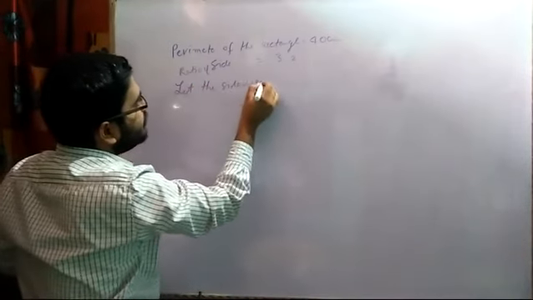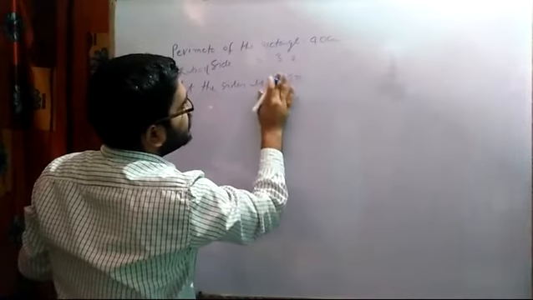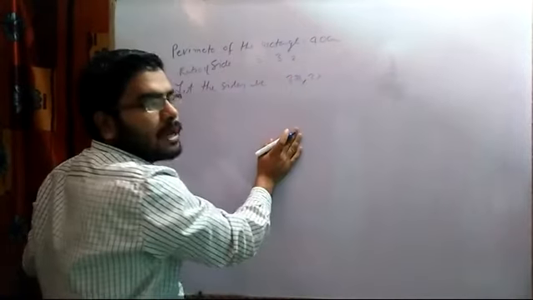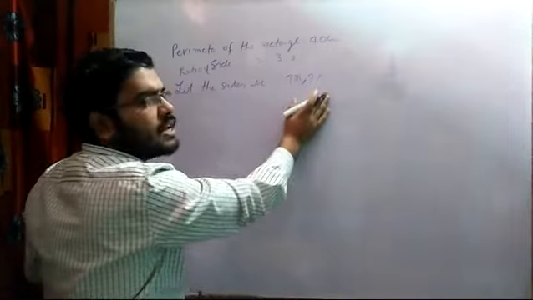So let the sides be 3x and 2x. We have multiplied with a common factor, as you all know, 3x and 2x.